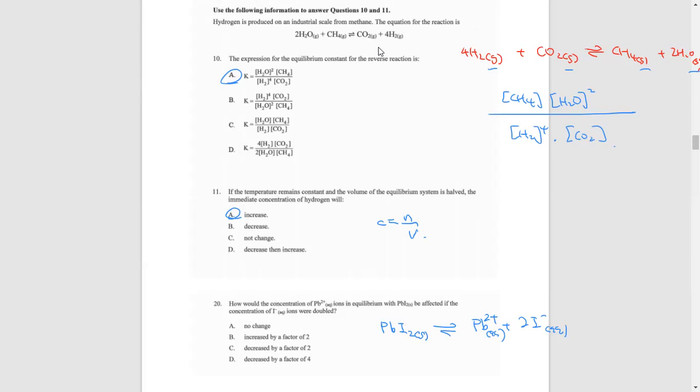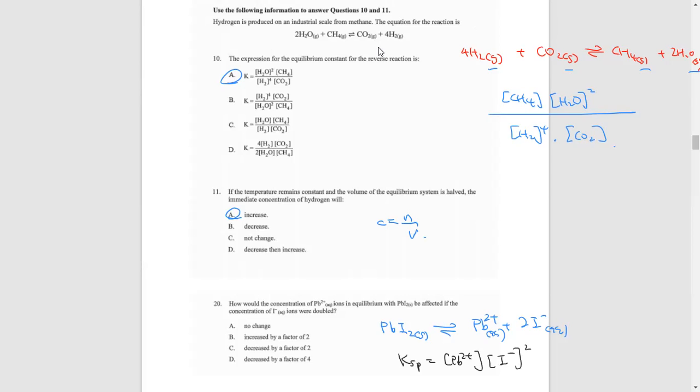And so you're going to have a Ksp, which is going to equal [Pb2+] times [I−] all squared. And this will be some number. It doesn't matter what this number really is. You can look it up in your data sheet, because they're not asking you to calculate numerically what happens. They just want to know what happens.